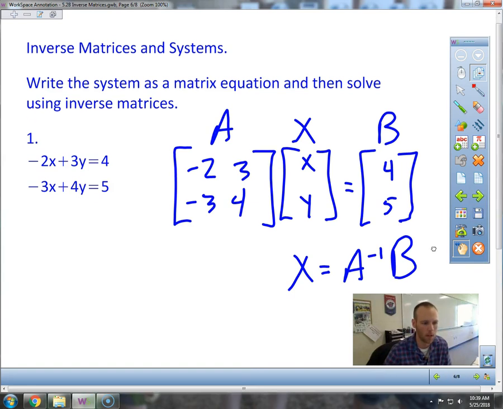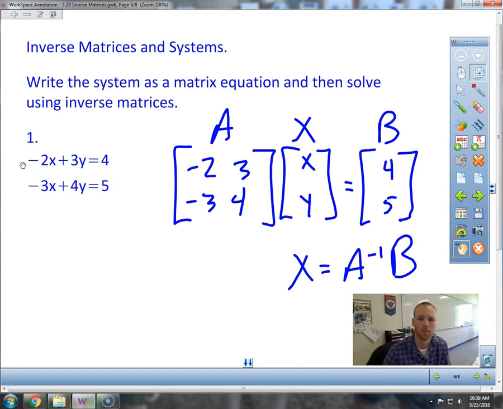So we did this example where we took a system and we wrote it as a matrix equation. We put our coefficients in our first matrix, our variables in our second, and our constants in the third matrix on the other side of the equal sign.